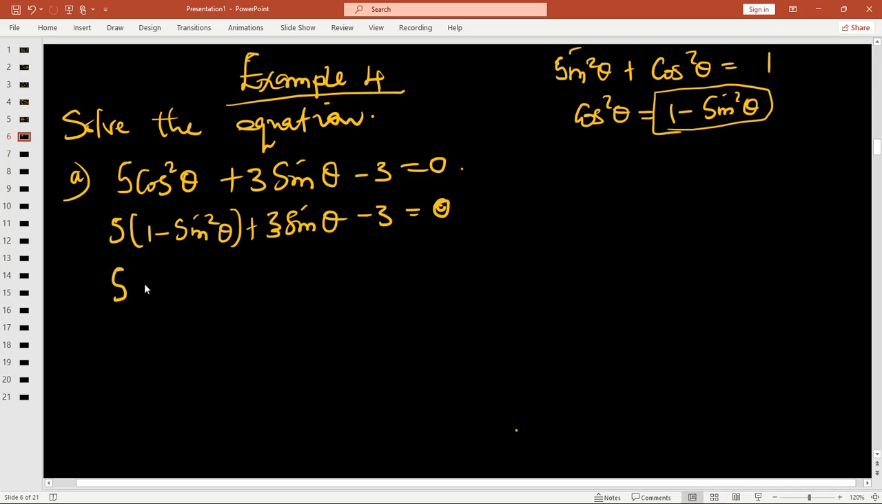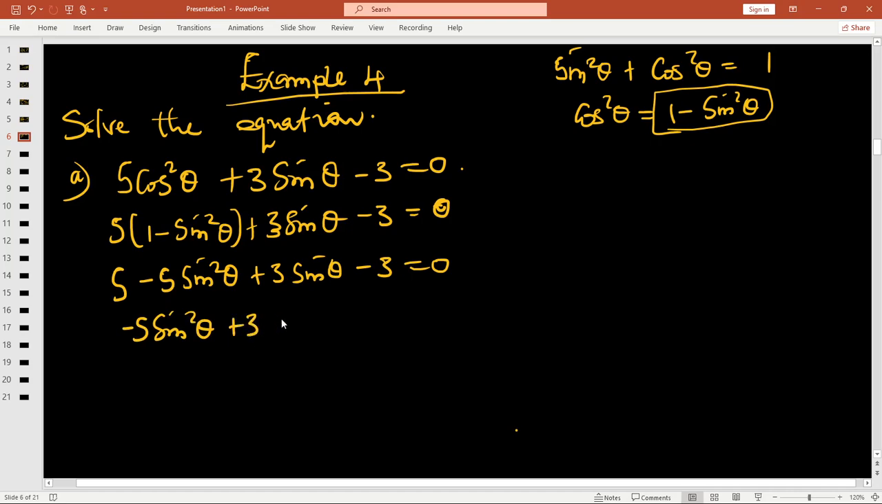Then we're going to have 5 minus 5 sine squared theta plus 3 sine theta minus 3 equal to 0 here. So we can add these two like terms that we have. We have negative 5 sine squared theta plus 3 sine theta plus 2 equal to 0 there.